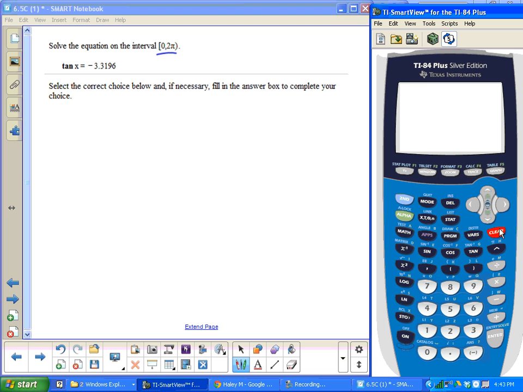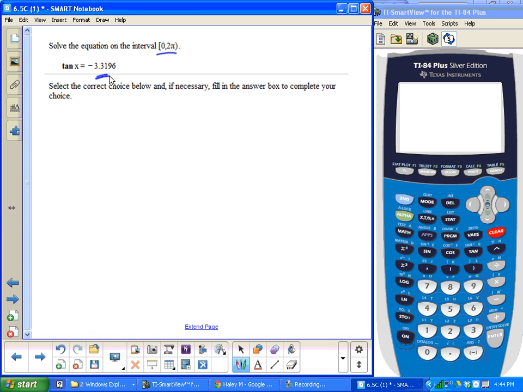All right. Now, notice this one. You got tangent of x equals negative 3.3196. Now, I don't know about you, but I really don't know where the tangent is equal to this number, and that's why it's definitely a calculator problem. The way that we're going to solve this and get one of the solutions is going to be very simple, but the other one you're really going to have to use your head and think about.